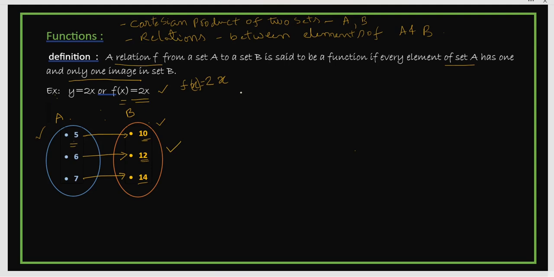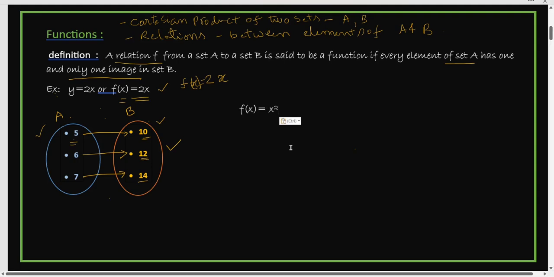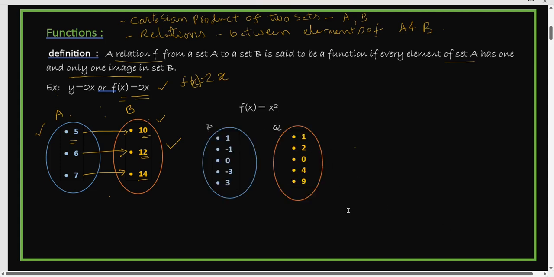Next, we'll define another function. This function is f(x) = x squared. Here the relation is defined as x squared. We have defined two sets. In set P you have the elements 1, -1, 0, -3 and 3. We have defined the relation f(x) = x squared. Whatever value of x we substitute, it will square it and give the output.